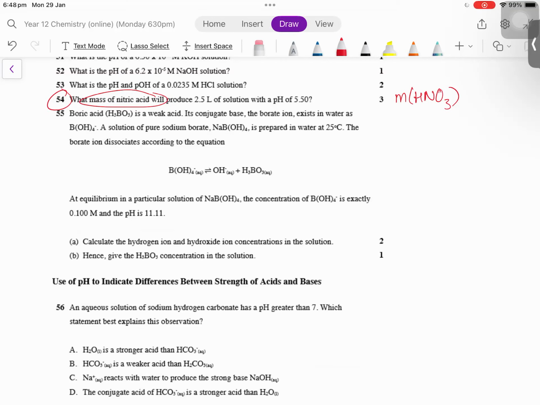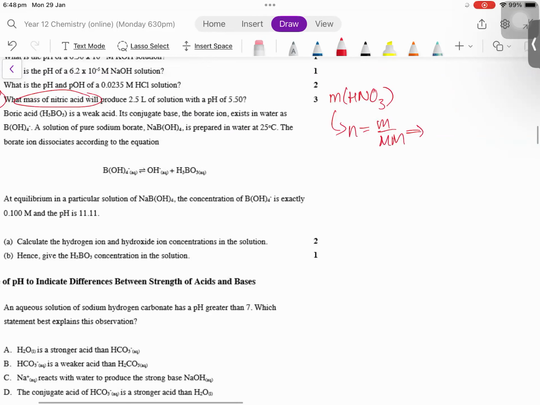N equals mass over molar mass. Okay, the question needs mass. For me to get mass, I need moles. And then you can already tell, just making a slight note here, you rearrange it to get moles. Mass is equal to moles times molar mass. So working backwards again, this is the equation that I'm dealing with.